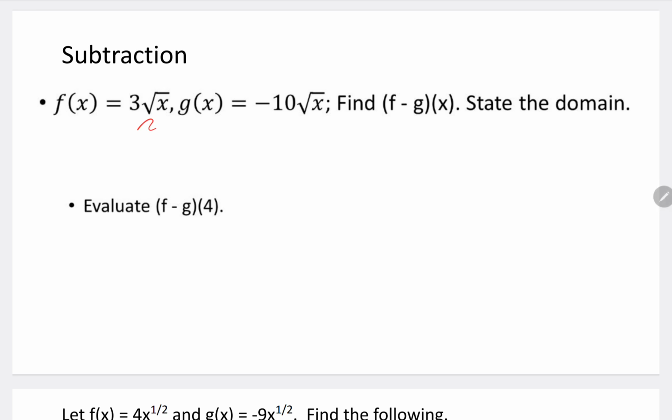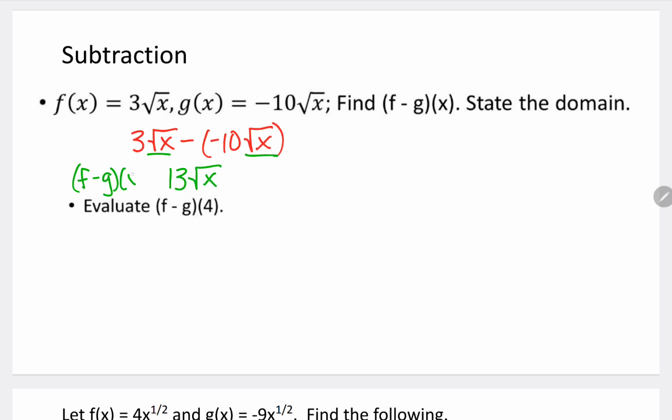When we start by subtracting, we have 3 times the square root of x minus negative 10 times the square root of x. Make sure your radicals match. So we have root x and root x. So we can combine the 3 minus negative 10 to make 13 root x. That's what f minus g of x is, or f of x minus g of x.